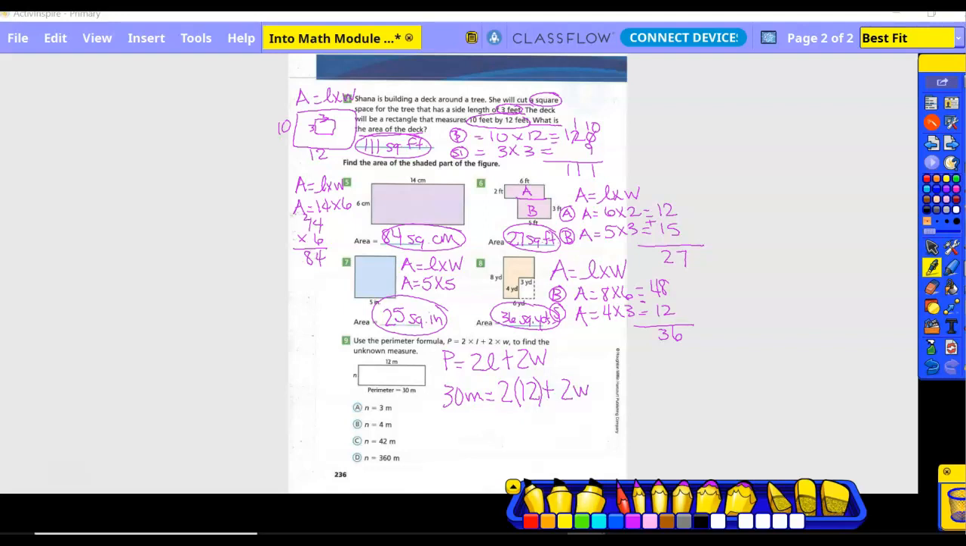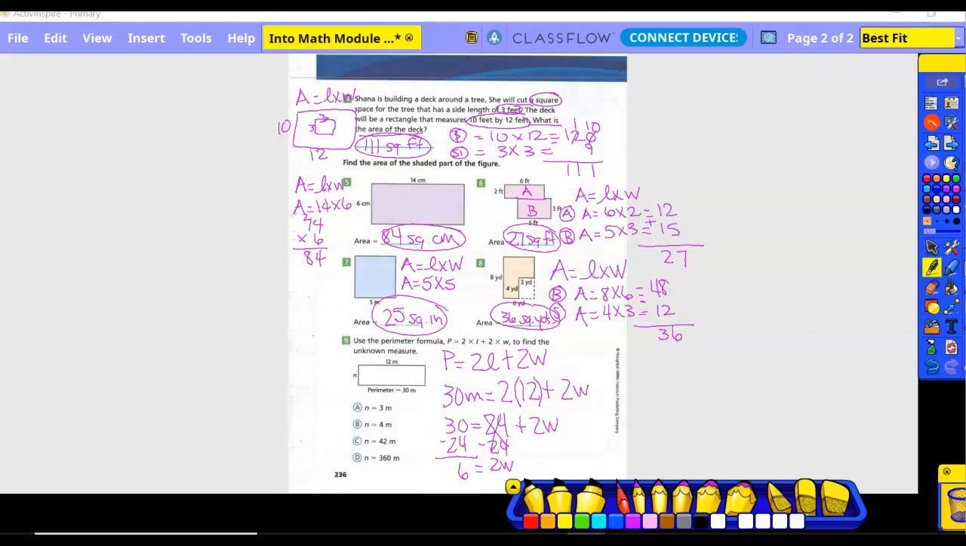Okay. So now we're going to rewrite and then figure out what 2 times 12 is. So 30 equals, what's 2 times 12, guys? 24 plus 2w. How do I get 2w by itself? Not divide yet. Subtract. Okay? So I'm going to subtract 24 from this side. What I do on one side, I do on the other. So what is 30 minus 24? 6 equals 2w.